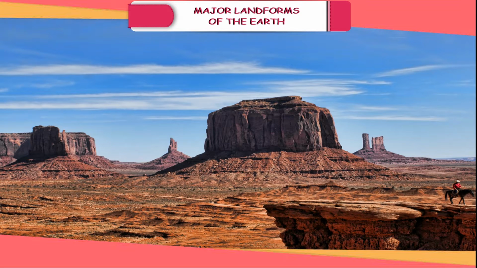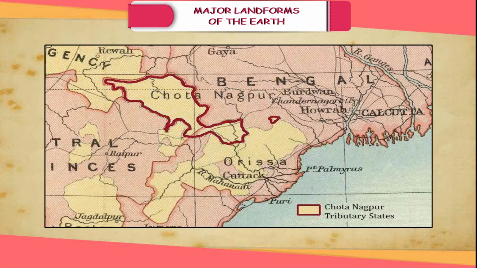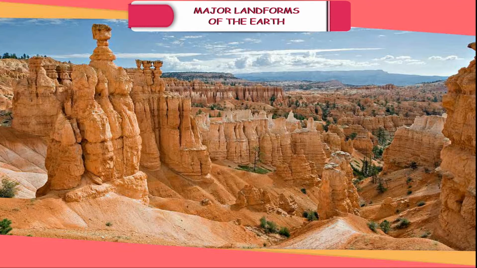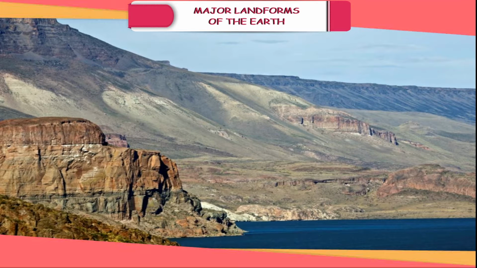On the basis of their geographical location, plateaus are of different types. Continental Plateau, which rises abruptly from the adjoining areas. Example, Chota Nagpur Plateau. Intermontane Plateau. They are formed in between the mountain ranges, for example, Tibetan Plateau. Piedmont Plateau. They develop in the foot of the mountains. For example, Patagonia Plateau of Argentina.